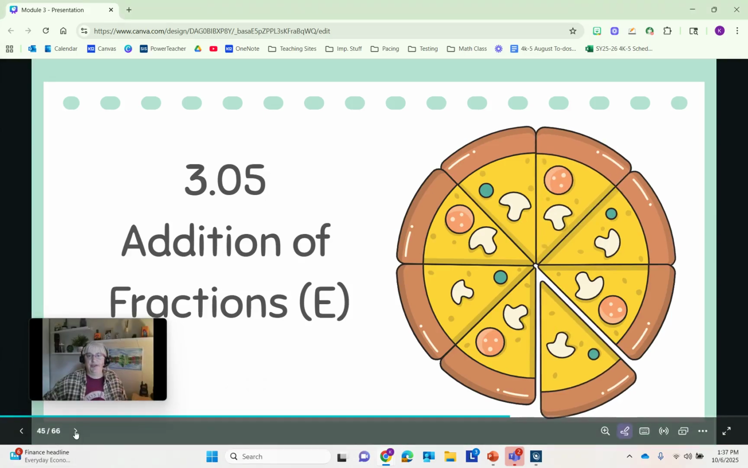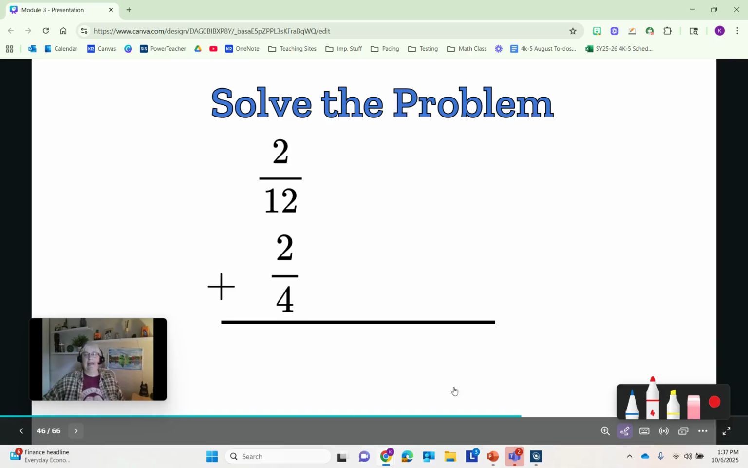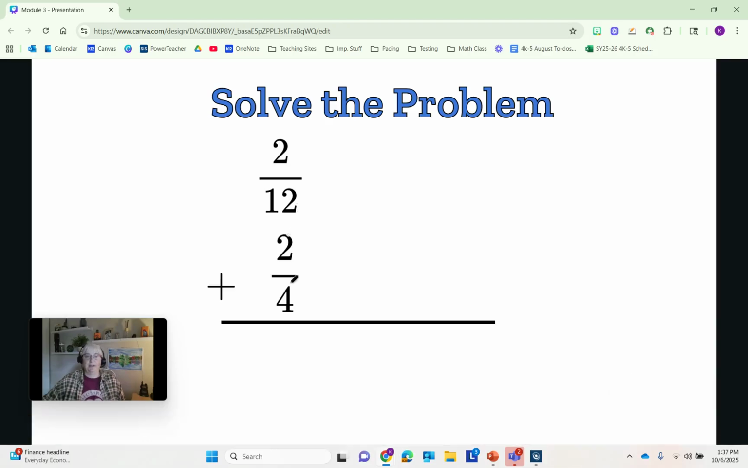We are going to add fractions where the denominators are different. In order to do that, the first thing we need to do is figure out, so we're going to add 2/12 plus 2/4. We can't do it the way it's written because the denominators are different. We have 12 and we have 4. We can't add or subtract fractions unless the denominators are the same.